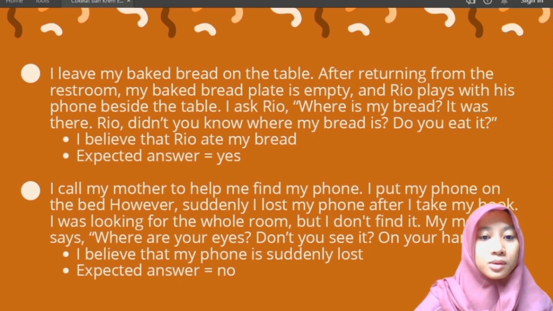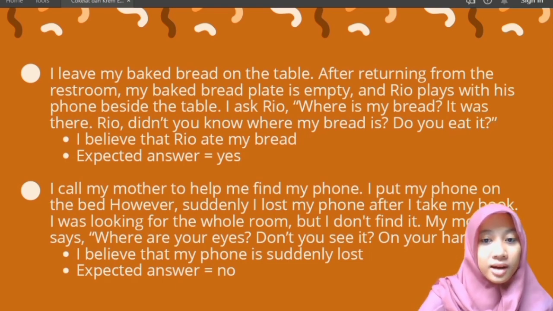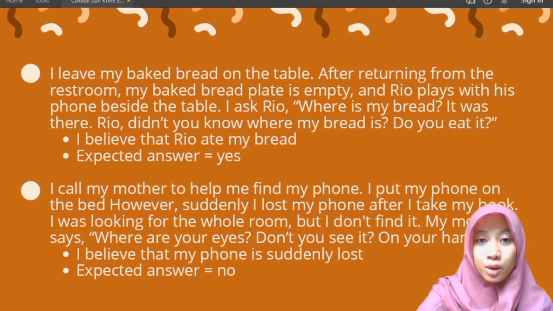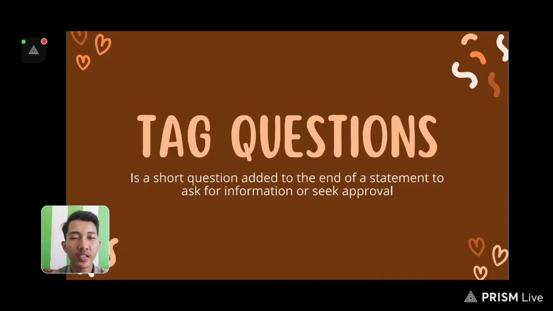Another one. I called my mother to help me find my phone. I put my phone on the bed. However, suddenly I lost my phone after I took my book. I was looking around the whole room, but I couldn't find it. My mother says, where are your eyes? Don't you see it on your hand? I believed that my phone had suddenly been lost. Expected answer is no.